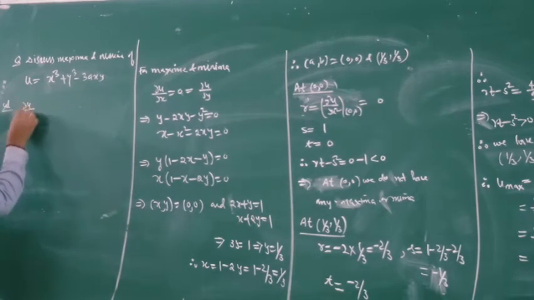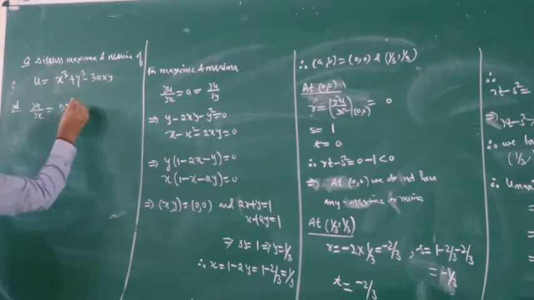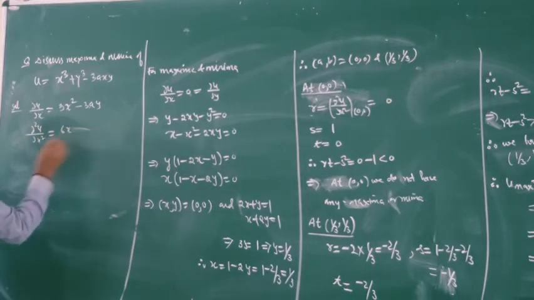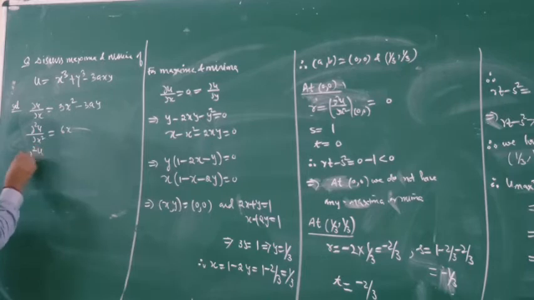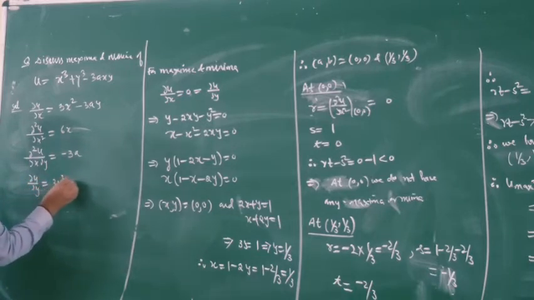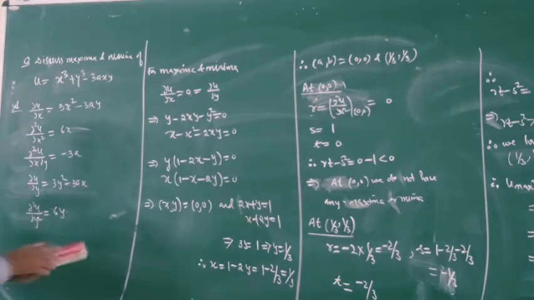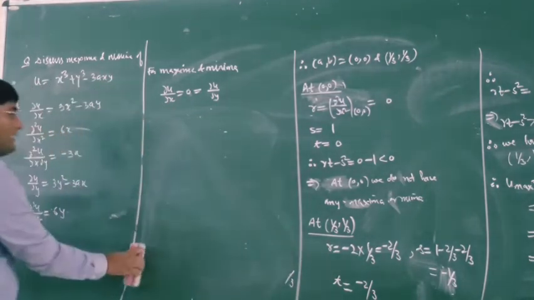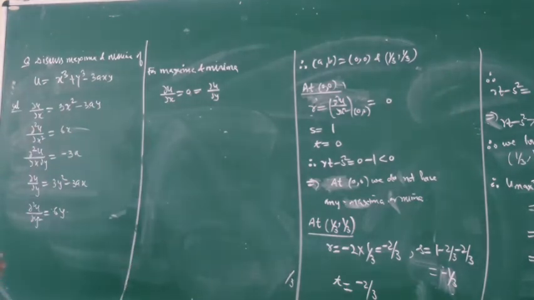Here your del u upon del x will be 3x square minus 3ay. Del 2u upon del x2 will be 6x. Del 2u upon del x del y will be minus 3a. Del u upon del y is equal to 3y square minus 3ax, and del 2u upon del y2 will be 6y. So we have these derivatives. Now for maximum and minimum, our first order derivative will be 0.